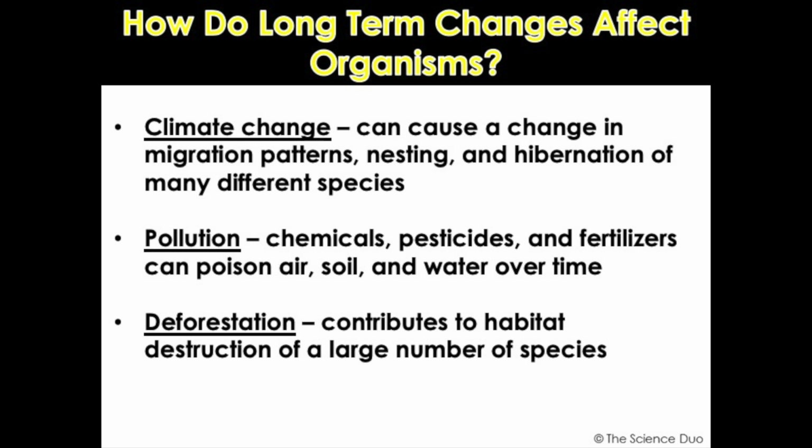Climate change can cause a change in migration patterns, nesting, and hibernation of many different species. Pollution, chemicals, pesticides, and fertilizers can poison air, soil, and water over time. And deforestation contributes to habitat destruction for a large number of species. If deforestation is massive enough, it can also affect the quality of air in an area.